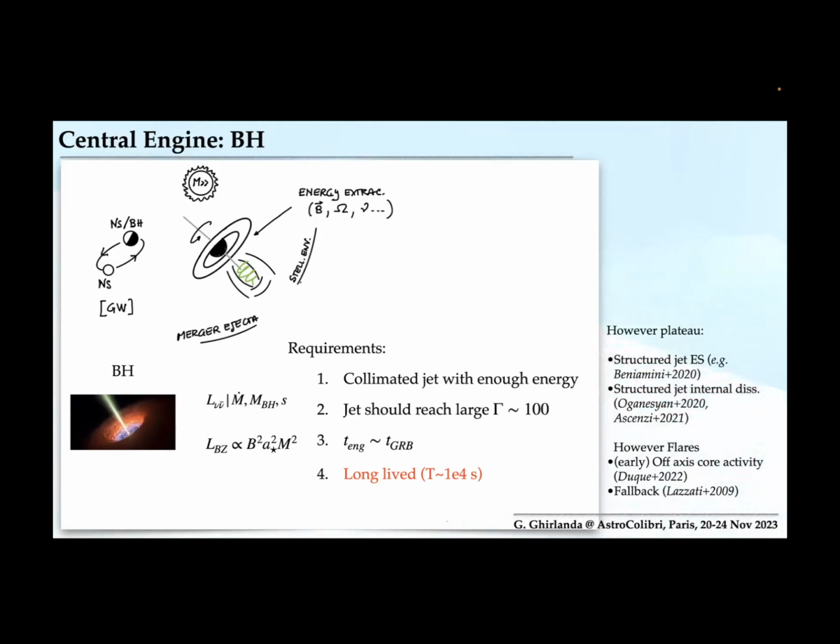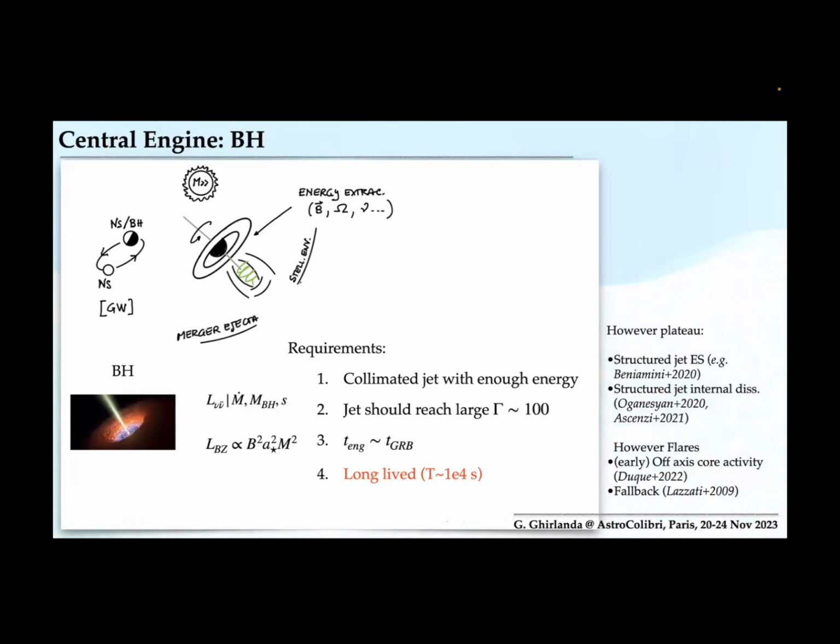So in general, I think we are quite well satisfied with this kind of central engine, especially for long GRBs, except for the fact that if the black hole accretes too rapidly, you end up having finished or exhausted the fuel, compared to some GRBs which can last thousands of seconds.